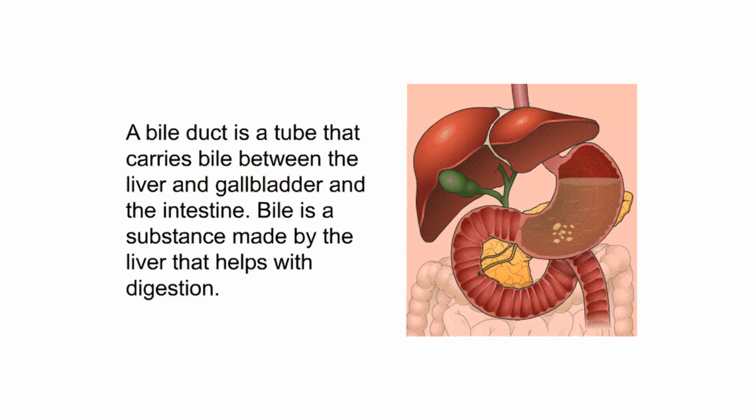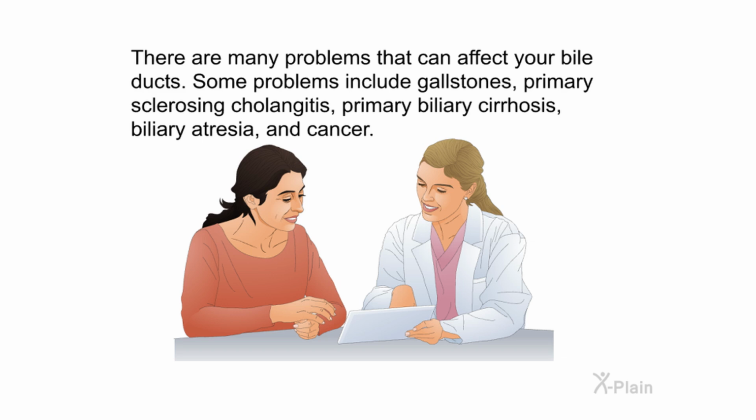Summary. A bile duct is a tube that carries bile between the liver and gallbladder and the intestine. Bile is a substance made by the liver that helps with digestion. There are many problems that can affect your bile ducts. Some problems include gallstones, primary sclerosing cholangitis, primary biliary cirrhosis, biliary atresia, and cancer.